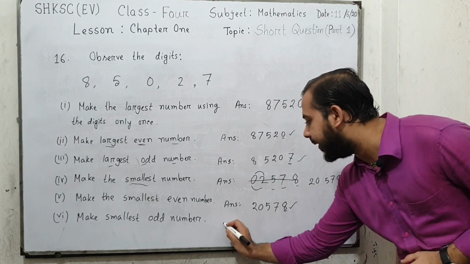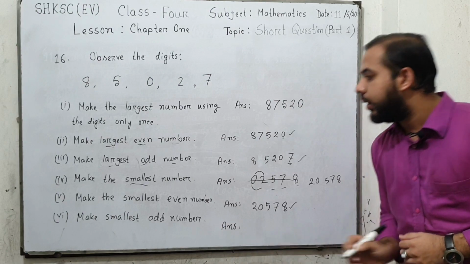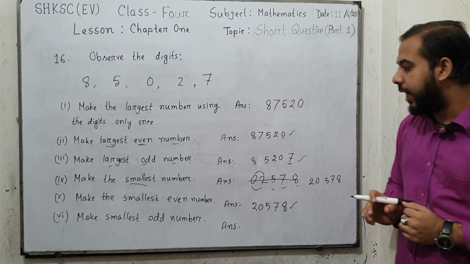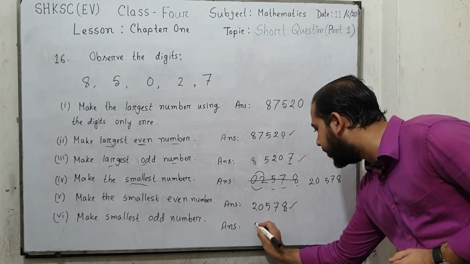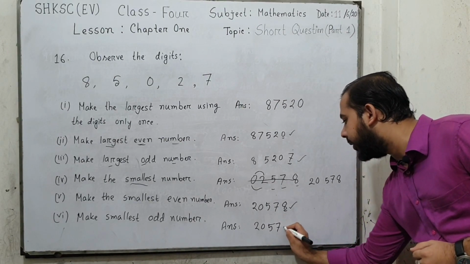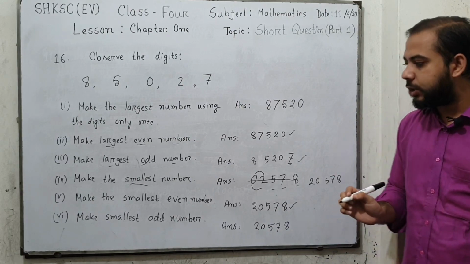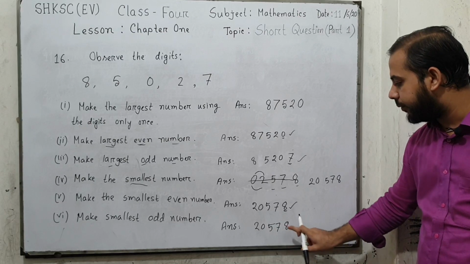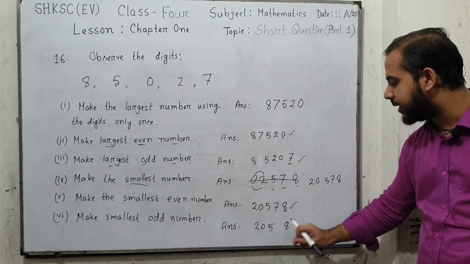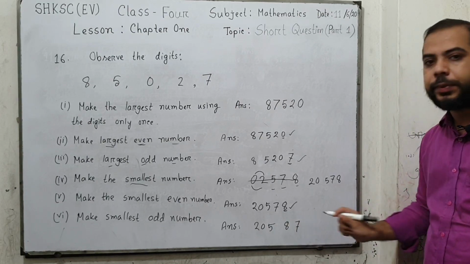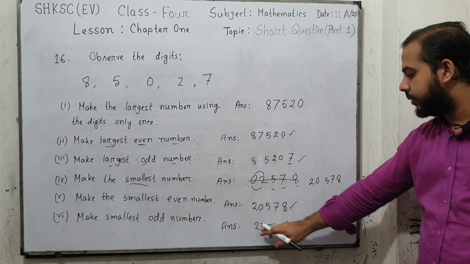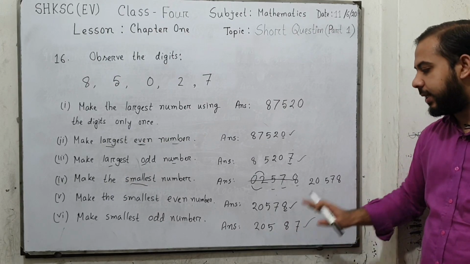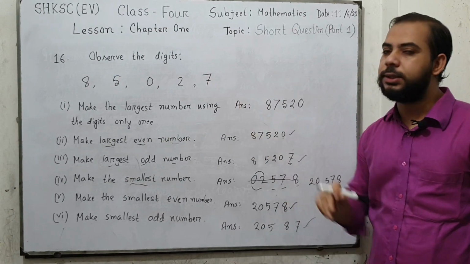Now question number 6, the last question. Make the smallest odd number. So at first we have to write the smallest number here. As usual, the smallest number is this one. Now this should be an odd number, so the last digit should be odd. So we have to move the 7 into the last position because 7 is the only odd digit here. If we move 7 to the last digit, the answer will be 20,587. This is the smallest odd number using these digits.